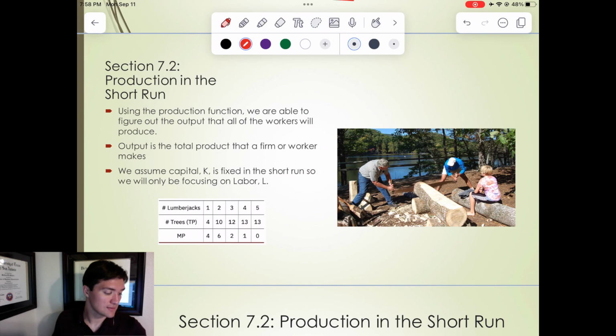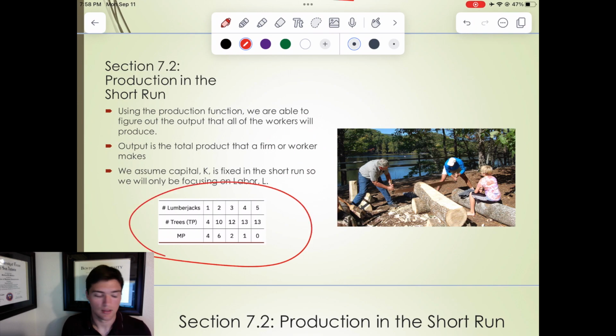So let's assume capital, or K, is fixed in the short run. So looking at this picture here, we only have that one saw blade. So one piece of capital, but we do have a variable labor. So labor can change. You can have 1, 2, 3, 4, or 5 lumberjacks.